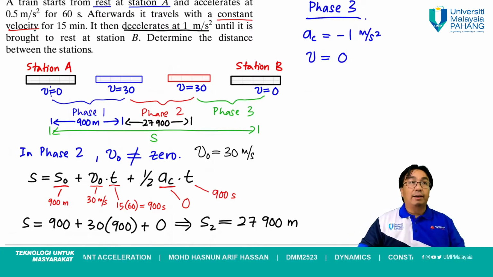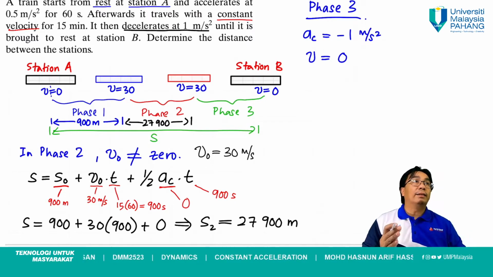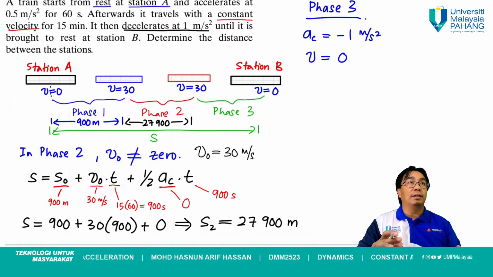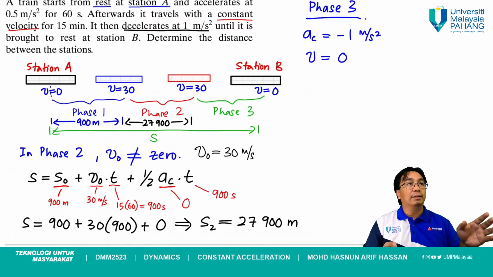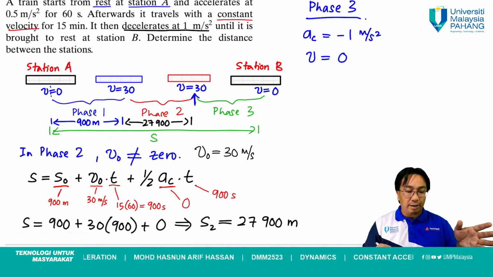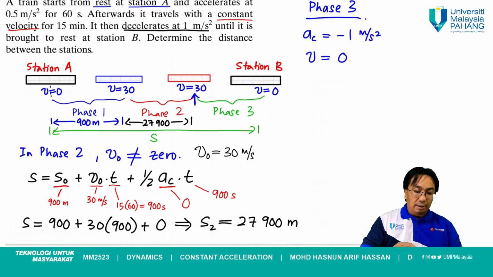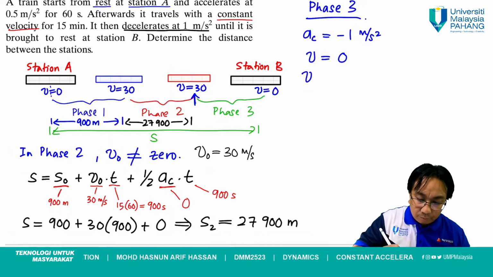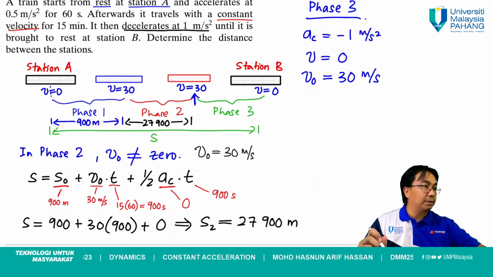Okay, good. Okay, so sekarang kita tengah masuk ke fasa 3. So, macam saya bagi tahu tadi, fasa 3 ni dia berakhir dengan until the train is brought to rest. Maksudnya train tu berhenti di station B. So, pada station B, velocity is equal to 0. Pada akhir fasa 2, velocity dia samalah dengan velocity di awal fasa 2 disebabkan dia constant velocity, maknanya V sama dengan 30 kekal sehinggalah tamat fasa kedua. So mulanya fasa ketiga dengan V equals to 30. So kita tahu di sini V naught untuk fasa 3 is also equals to 30 meter per second.